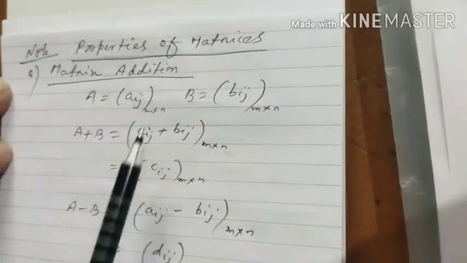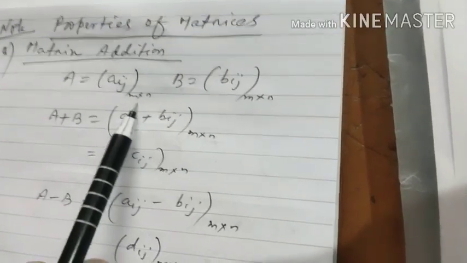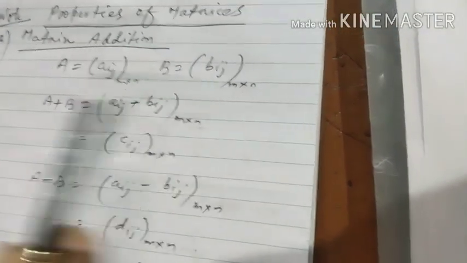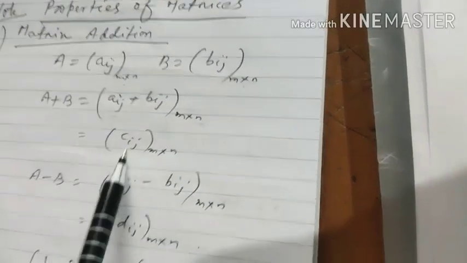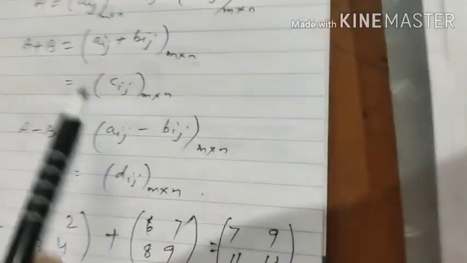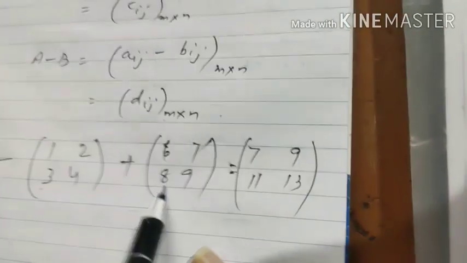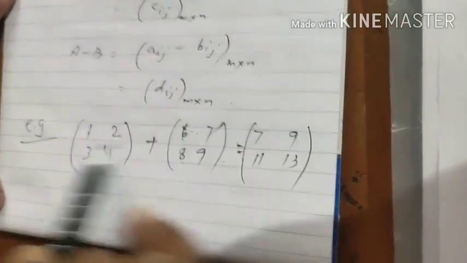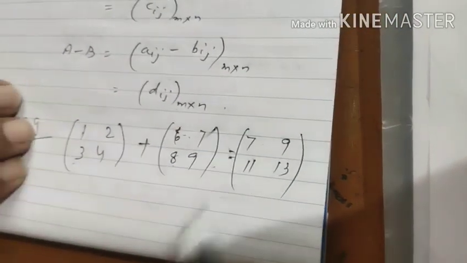Matrices. Matrix addition. A and B must be of the same order. A plus B can be C, and A minus B is also the same. This way you have to find the entries 1, 2, 3, 4, 6, 7, 8, 9, and just add entry to entry.